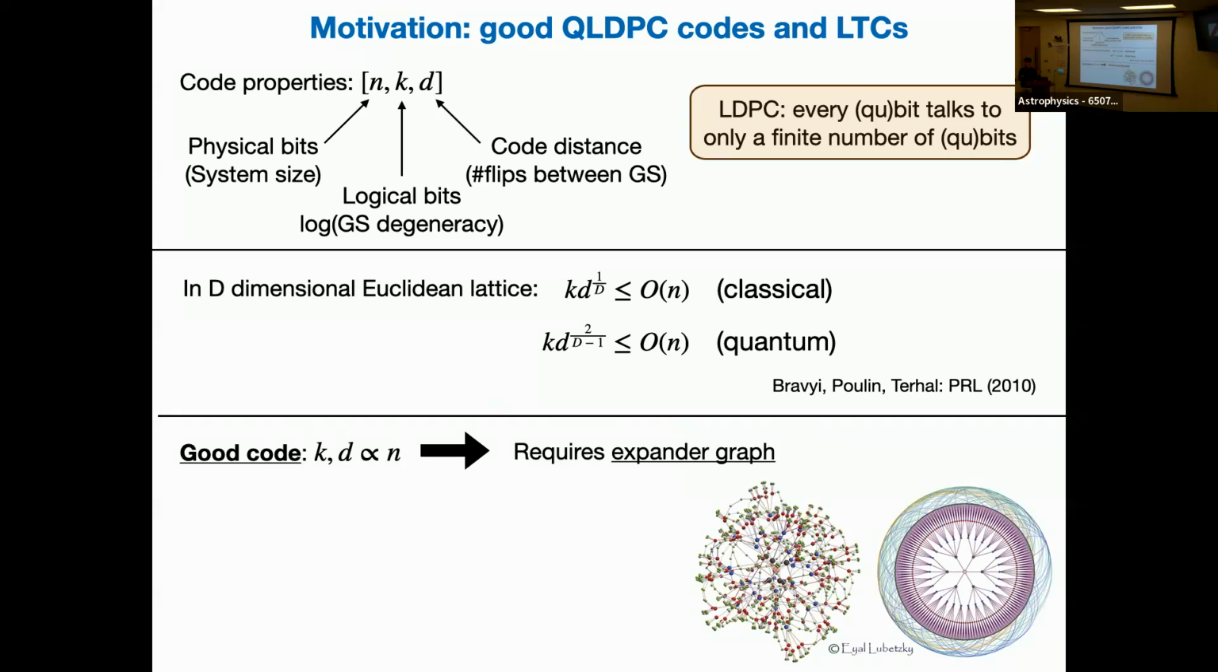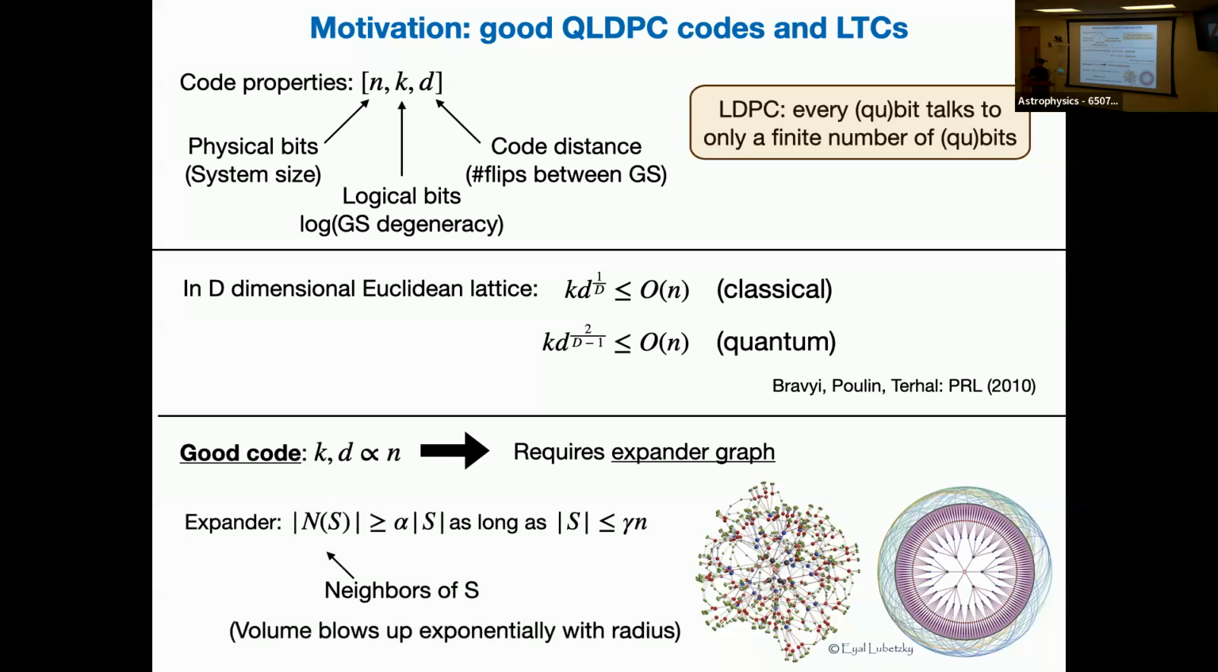We really want to have what people call good codes, where K and D both scale linearly with the number of bits. So the optimal possible scaling. Encode as much information as possible, as robustly as possible. And to do that, we have to use some connectivity, some graph, which is not a Euclidean lattice, but something much more highly connected, in particular, things called expander graphs.